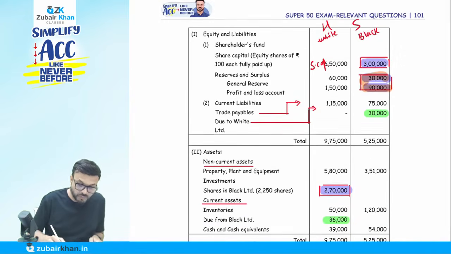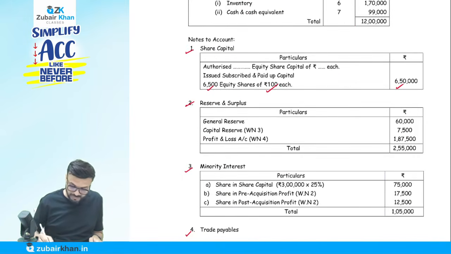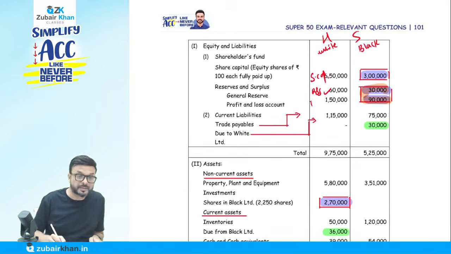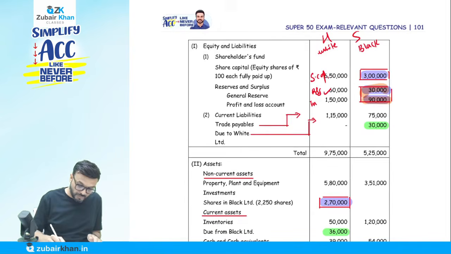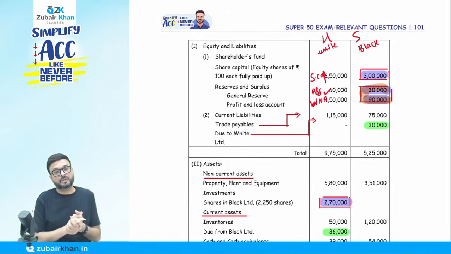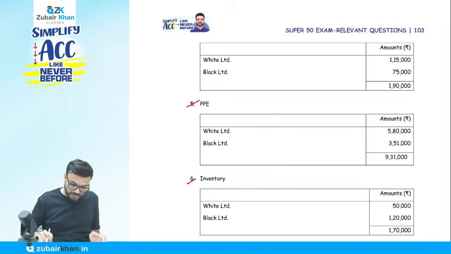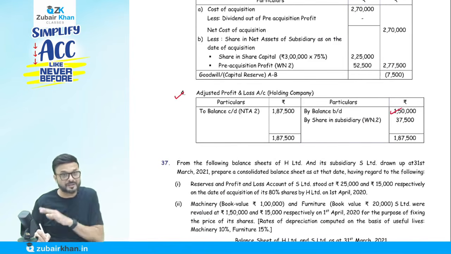Then we have reserve and surplus. General reserve will go in reserve and surplus, that is 60,000. Then we have the profit and loss account. It should also come in reserve and surplus, but there might be some adjustment. That's why we make a working note on it, always working note number 4. Later on, the balance of working note number 4 will come in reserve and surplus only. 1,50,000, working note number 4.